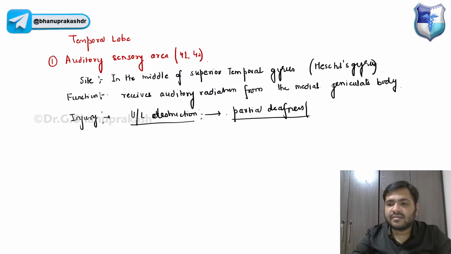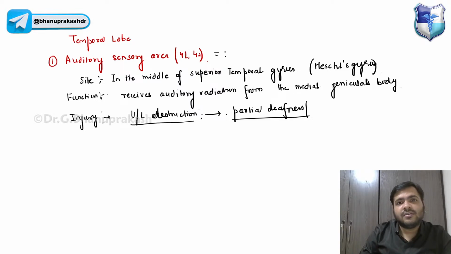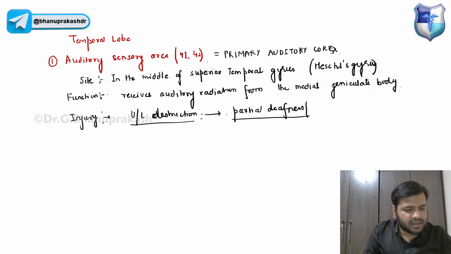So that is the primary auditory cortex. Again, guys, around this we have area number 22.